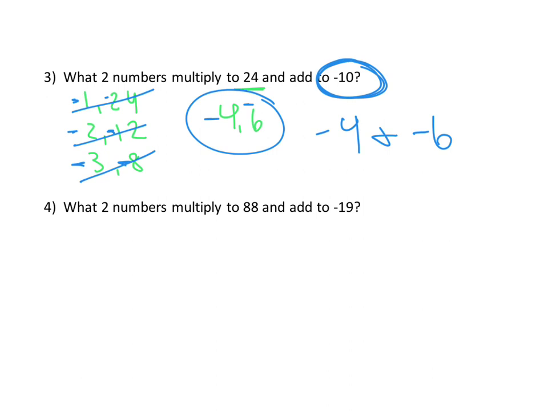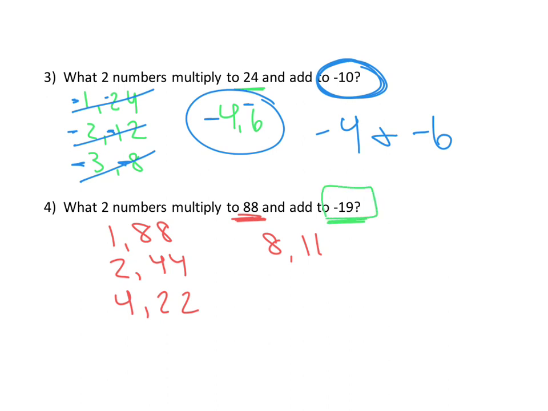So question 4, what two numbers multiply to 88 and add to negative 19? So let's start with multiplying. So we'd have 1 and 88, 2 and 44, 4 and 22, and then we also have 8 and 11. Okay, so now once again, we need to multiply to give us positive, but add together to give us a negative. Well, the only way that happens is if both your numbers are negative. So let's go through and make everything negative.